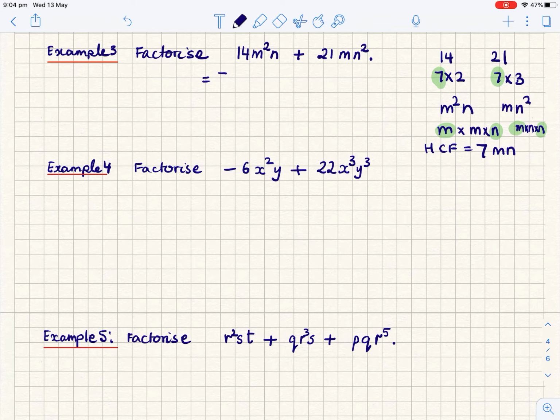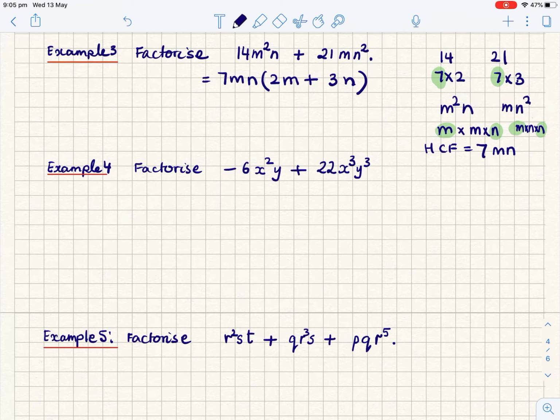So we write 7mn outside the bracket and divide each term by 7mn. 14m squared n, when you divide by 7mn, gives you 2m, because m squared divided by m is m. Now plus 21mn squared divided by 7mn gives you 3. M gets cancelled and n squared divided by n is n. So that's our factorized form.